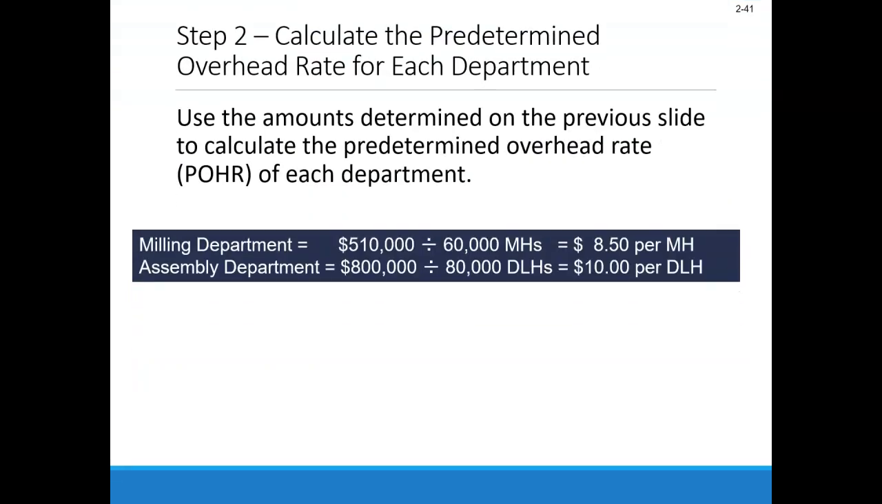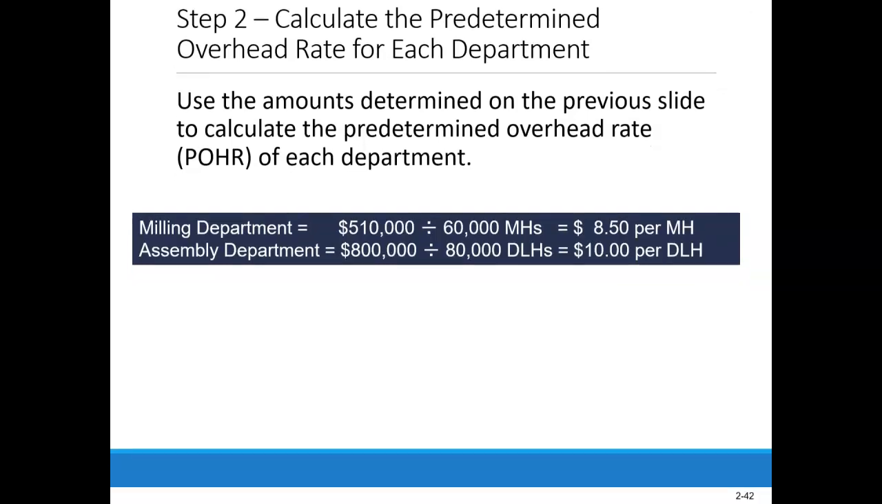Calculate the predetermined overhead rate for each department. The 510 estimated divided by the 60,000 estimated machine hours gives us our $8.50 per machine hour. The assembly department, the 800,000 divided by estimated 80,000 direct labor hours gives us our $10. Okay? That's the predetermined rates.